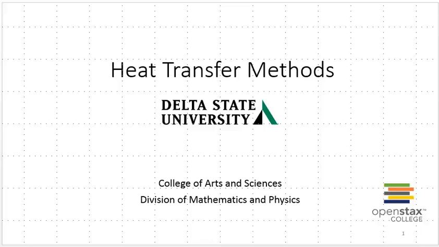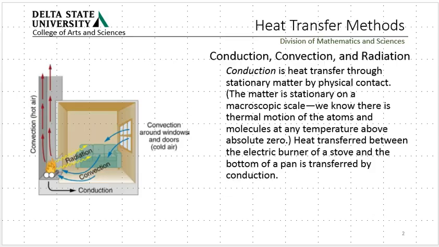Last week we talked about heat and what heat was. This week we're going to talk about heat transfer methods. How does heat move around? Since heat is basically energy stored in molecules, well, there are three primary methods through which heat moves: conduction, convection, and radiation.